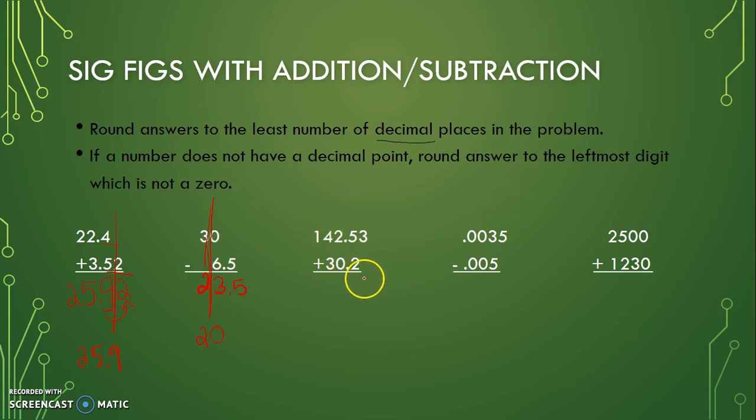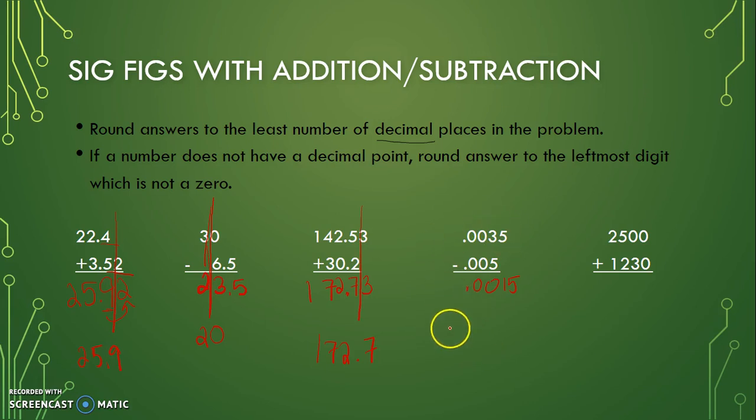So with this one, if you do your addition, you get 172.73. All right. They both have decimals, so this is about decimal places. This one has 2 decimal places. This one has 1 decimal place. What's less? 1. Another way to do it is to draw your line and keep everything before that line and get rid of everything after it. So I've got 172, and then the 7 is going to stay a 7 because what's next door to it is a 3. So my final answer is 172.7. Okay, if we subtract this one, we'll get 0.0015.